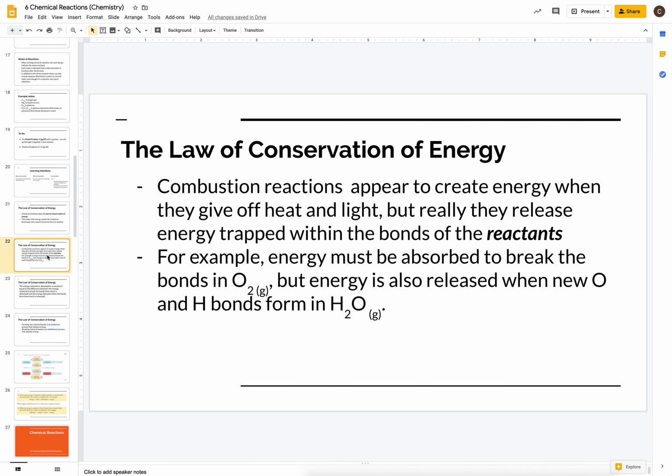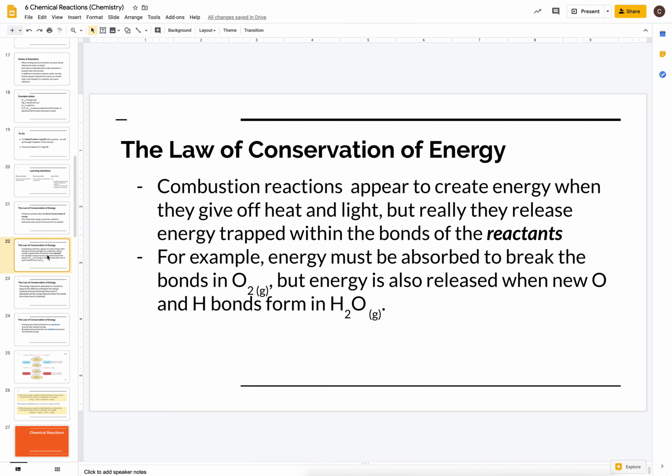Now, it might look like when you burn something in a combustion reaction, you're creating heat out of nothing. But really what's happening is the energy becoming the heat is already there. It's just trapped in the bonds of the reactant that you are burning.